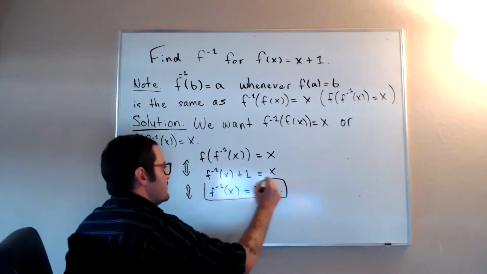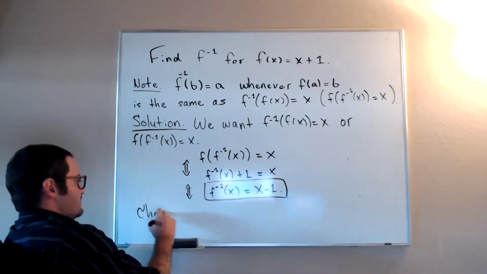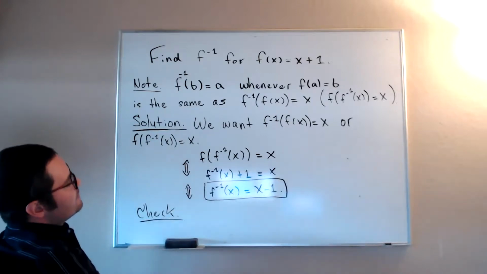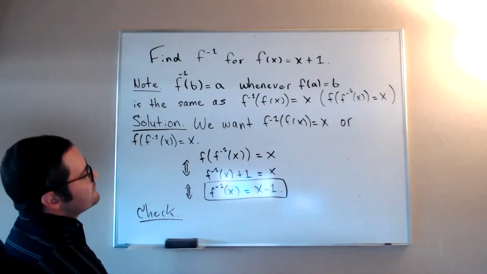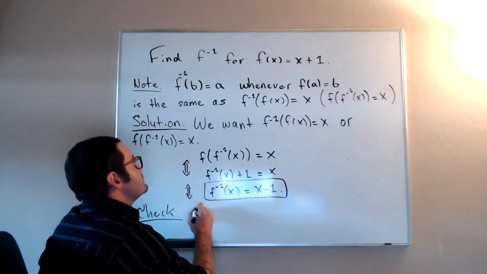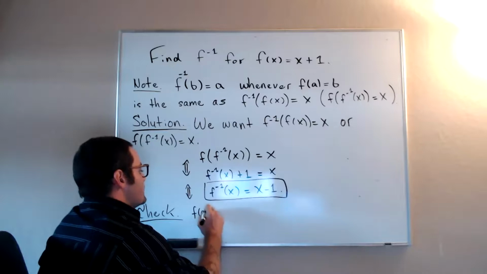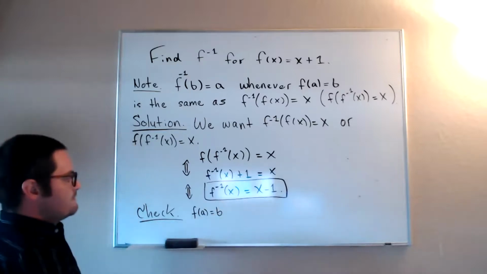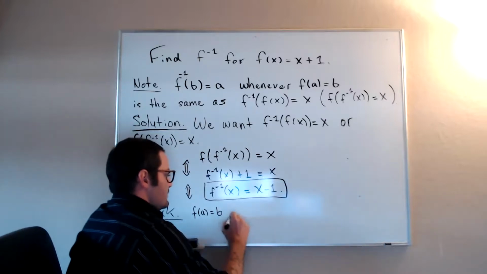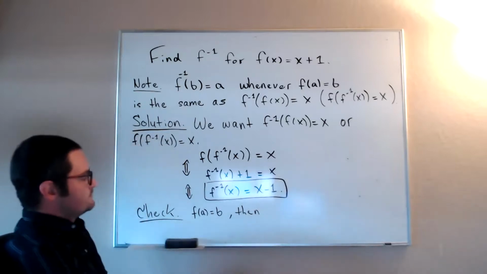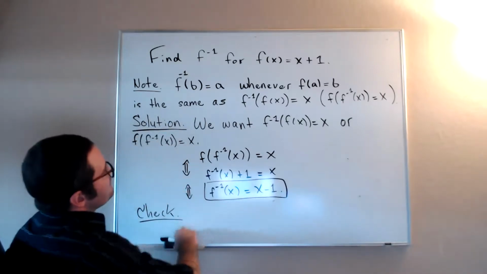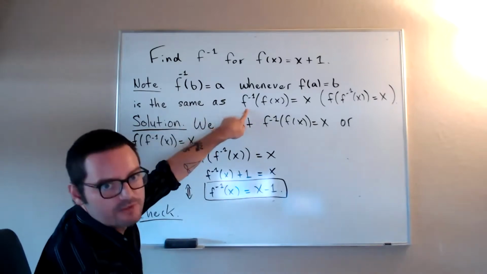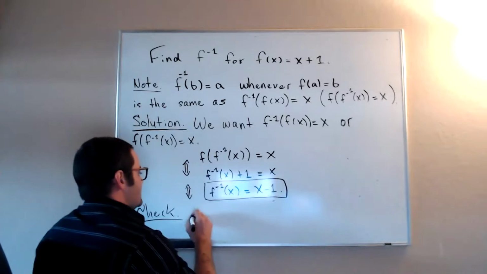So this should be it, and we can check, right? So let's just go with the A's and the B's up here and see if it works out. Suppose f of A is equal to B, right? Then, well, I guess the easiest way to do it would maybe be just to show that this actually works out, right?